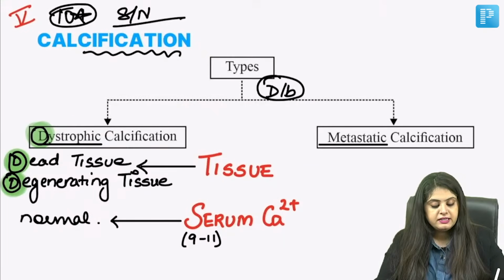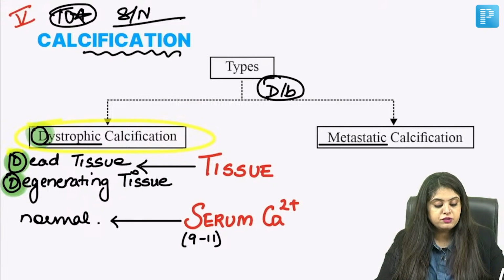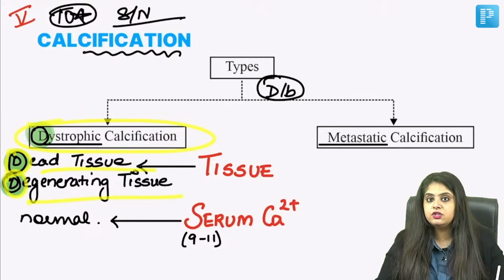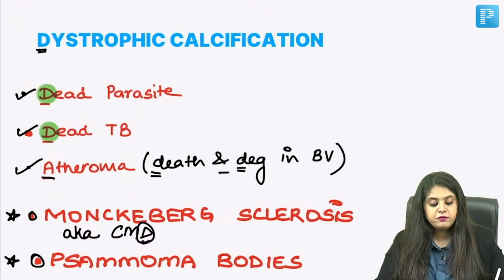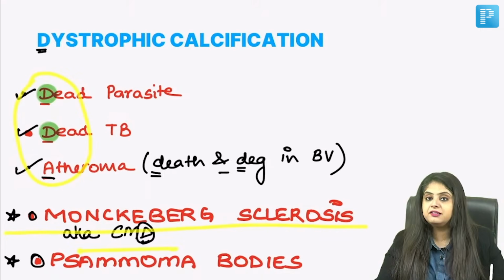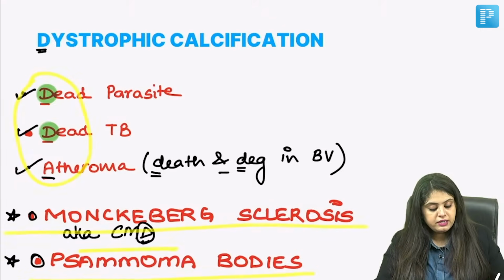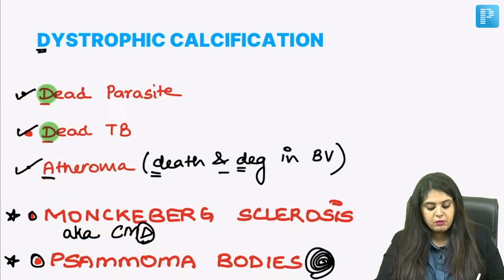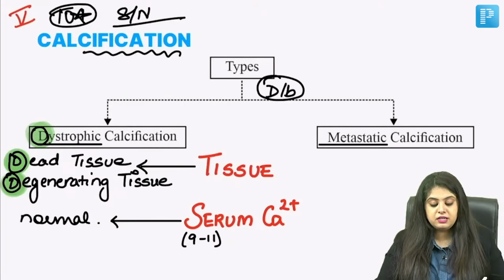So now I studied that dystrophic calcification is because of dead and degenerating tissues. Either the tissue died or it degenerated. And that can occur because of all dead things, or it can be seen in Monckeberg sclerosis, known as calcific medial degeneration, or it can be seen in the round and round psammoma body. So dystrophic calcification is done. I move on to the other one, metastatic calcification.